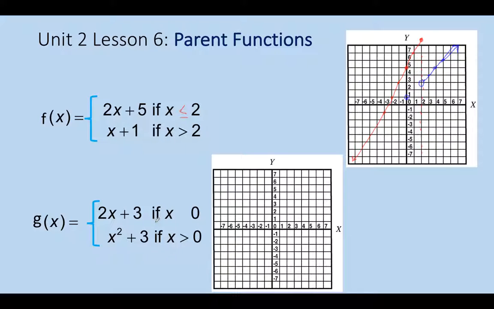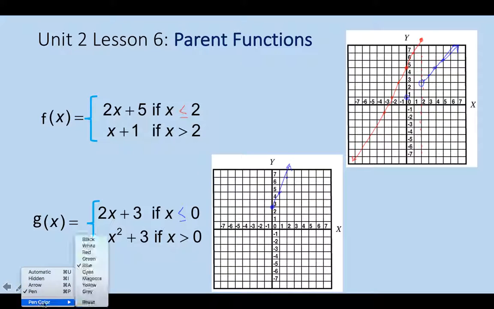If x is less than or equal to 0. Sorry, this one needs to be less than or equal to 0. So 0 is my cutoff here. I have 2x plus 3. So I have a y-intercept of 3, and then I have a slope of 2. So up 2 to the right 1, up 2 to the right 1. I don't need to go down 2 to the left 1 because I don't really care about anything less than 0 at this point. So there we go. All right, and then we'll do this one in a different color.